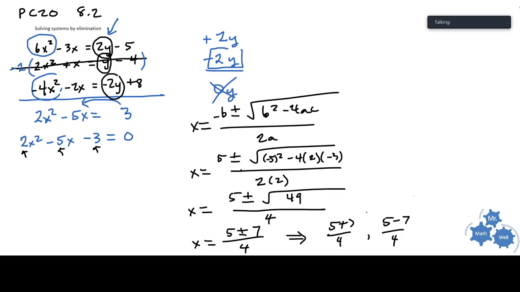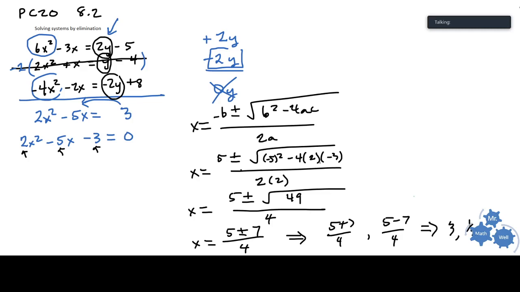Okay, so that is 5 plus 7 is, what's that, 12 over 4 is 3, and 5 minus 7 is 2 over 4, which is 1/2. Okay, so 3 and 1/2. So those are the possible values for x, okay, the possible values for x.